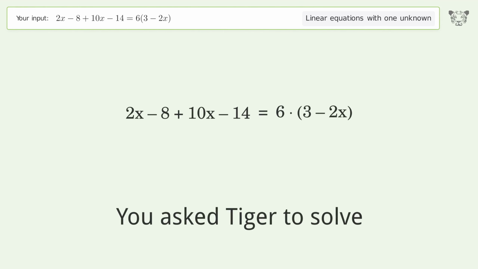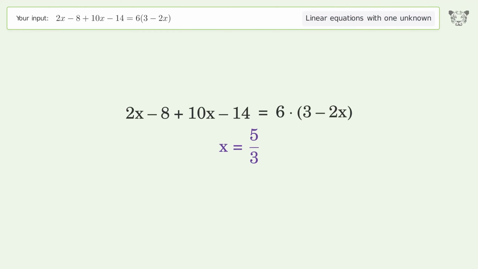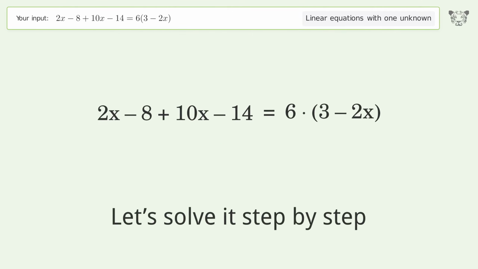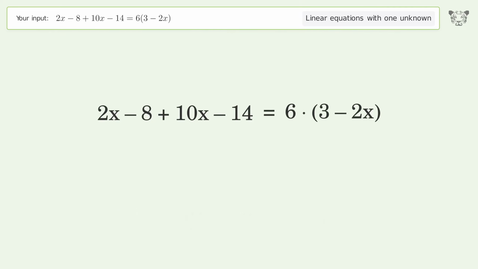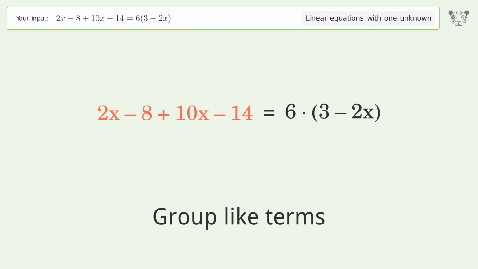You ask Tiger to solve. This deals with linear equations with one unknown. The final result is x equals 5/3. Let's solve it step by step. Simplify the expression. Group like terms.